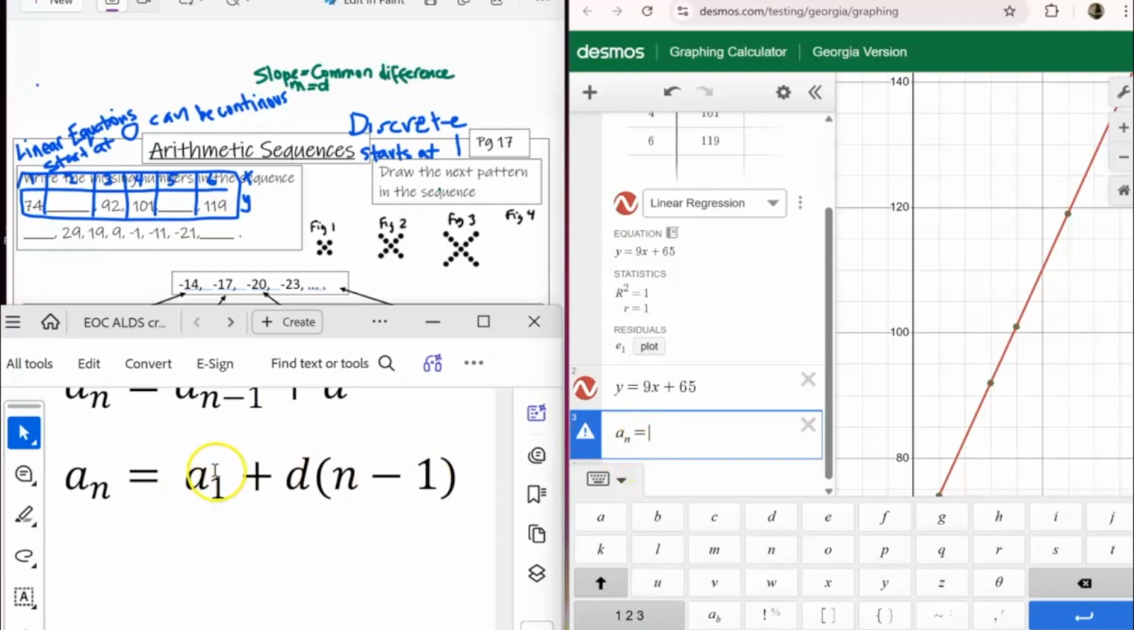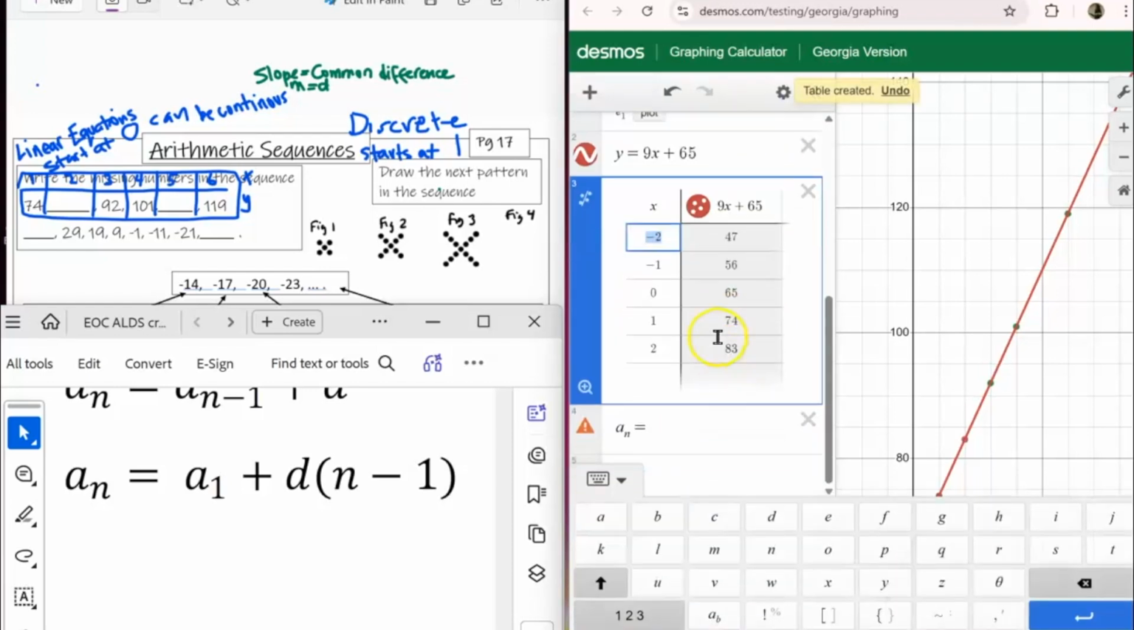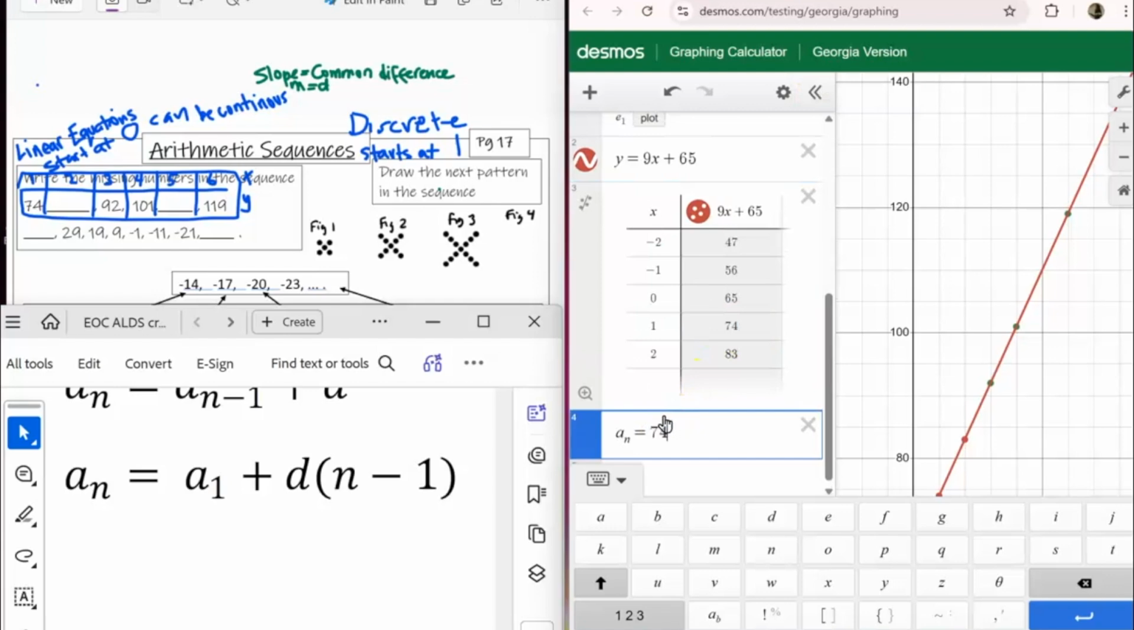So a sub n is equal to, remember, now we know what a1 means. What does a1 mean? My first term. So here's my linear function. I need to find out number 1. I make that a table, and then I go to number 1. Number 1 is 74. So my first term is 74. Now remember, the difference between linear equations and sequences is linear starts at 0. So 0 is my y-intercept at 65. But sequences start at 1, and 1 is 74. So I've got a sub 1 plus d.